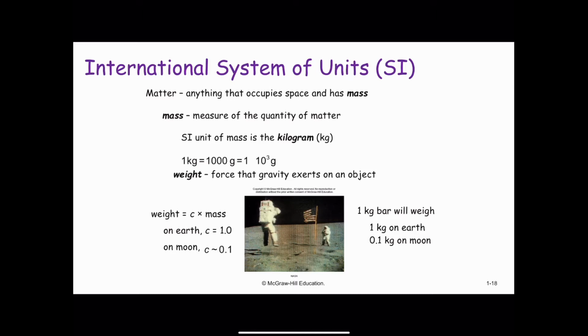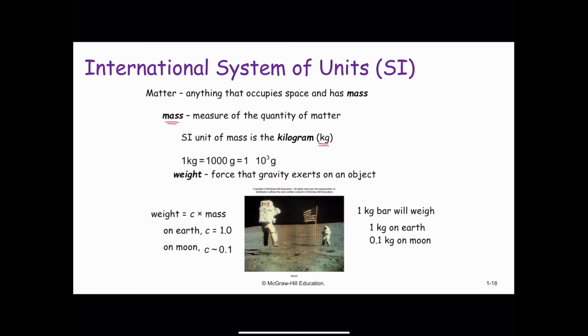The terms mass and weight are often used interchangeably, although strictly speaking they are different quantities. Whereas mass is a measure of the amount of matter in an object, weight, technically speaking, is the force that gravity exerts on that object. So, for mass, which is the measure of a quantity of matter, the SI unit that we use for it is the kilogram. So that's the standard unit that we go off of.